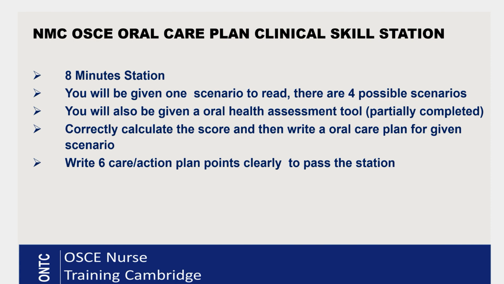You will be given another thing: an oral health assessment tool, which will be partially completed for you, but you have to add the score. I will show you that assessment tool within this video in a few minutes. Your job is to correctly calculate the score on the oral health assessment tool, and then read your scenario and write your answers for the oral care plan in bullet points. You have to write 6 care action plan points clearly to pass the station. So that's what you have to do.